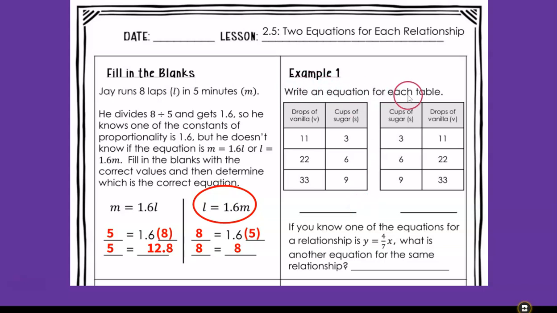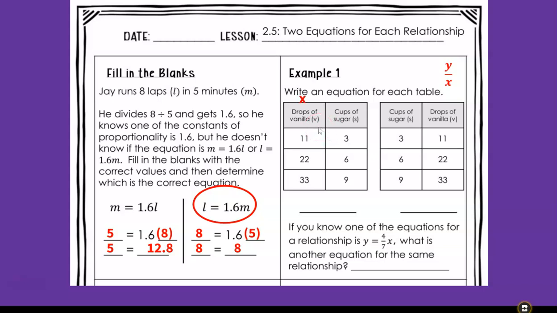So when we write an equation for each table, well, let's look at the table first. This first one says drops of vanilla, which has the variable V, and cups of sugar, and we're going to use the variable S. Okay, well, first thing we need to do when we write an equation is to find the constant of proportionality, which means we're going to use y over x. Okay, well, which column is x, which column is y? That we're using V's and S's now.